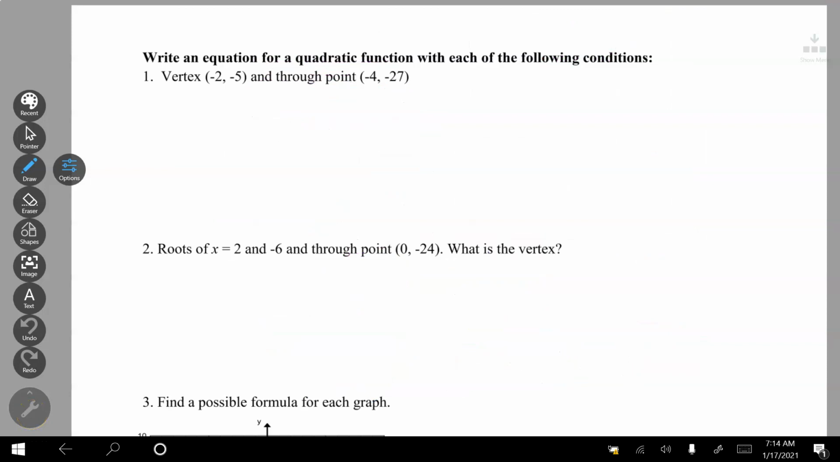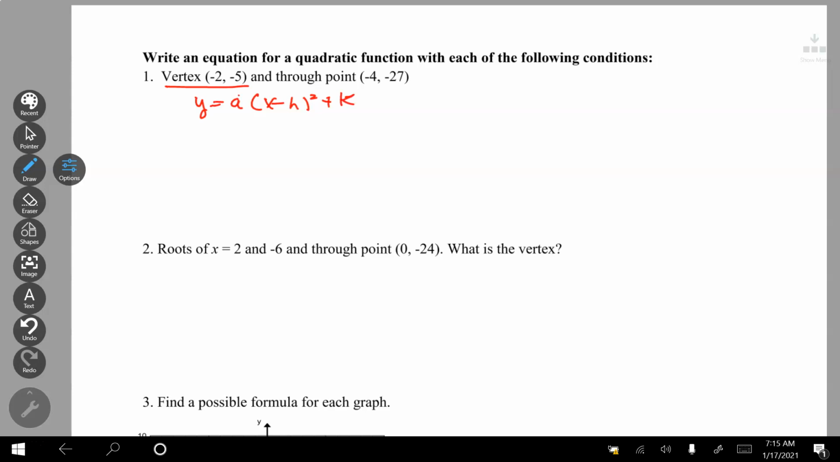Okay, let's try some examples. I should read through the problem or look at a graph to decide what form I want to use. Usually it's either going to be vertex form or x-intercept form, factored form, depending what's given to me. I'm going to use vertex form here because it gives me my vertex. I'm going to use this form. I always have the equal sign as an a value.